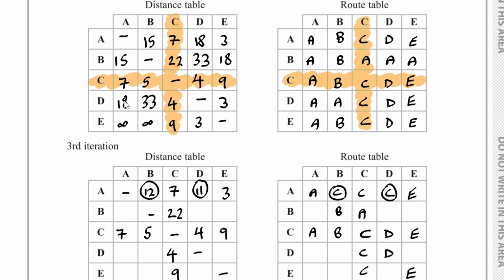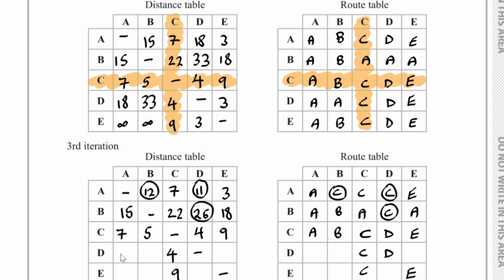Now for BA, we compare the 15 with 7 plus 22. 15 is definitely smaller. We don't have to make any changes. Now for this element here, we compare the 33 with 22 plus 4. That's 26. 26 is definitely smaller. Put a circle around it indicating we've changed. And then here we have a C. And for this element, we compare the 18 with 22 plus 9. 18 is definitely smaller. We don't have to make any changes whatsoever.